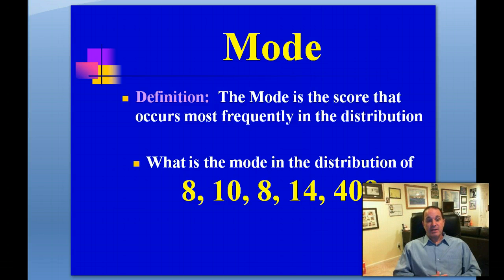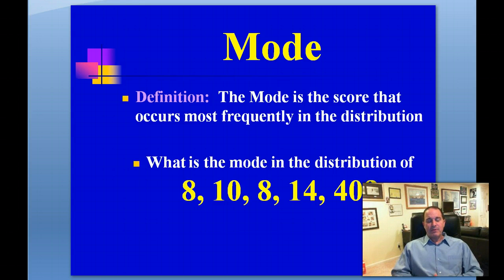We have been discussing the measures of central tendency, looking at the mean, the mathematical average, and the median, which is the midpoint in the distribution. And now we'll be looking at the mode. The mode is the score that occurs most frequently in a distribution. When you look at the different scores in a distribution, which score occurs most often? So when you look at our original example of 8, 10, 8, 14, and 40, what is the mode of that distribution?